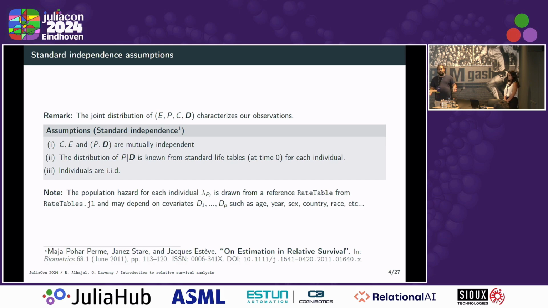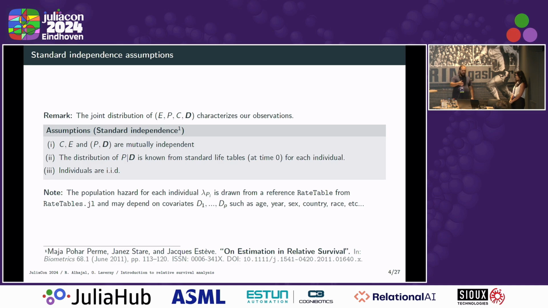Even if they have exactly the same cancer, they don't have the same mortality with respect to the population part, and so the distribution of P varies from individual to individual, but not the distribution of E with respect to the cancer. In the computations, we will need to access the distribution of PIs, the population mortalities, which are extracted from standard life tables produced by the statistical offices in each country.